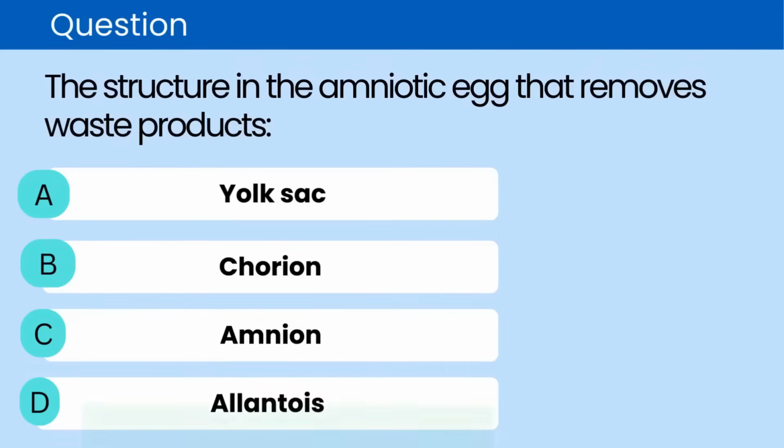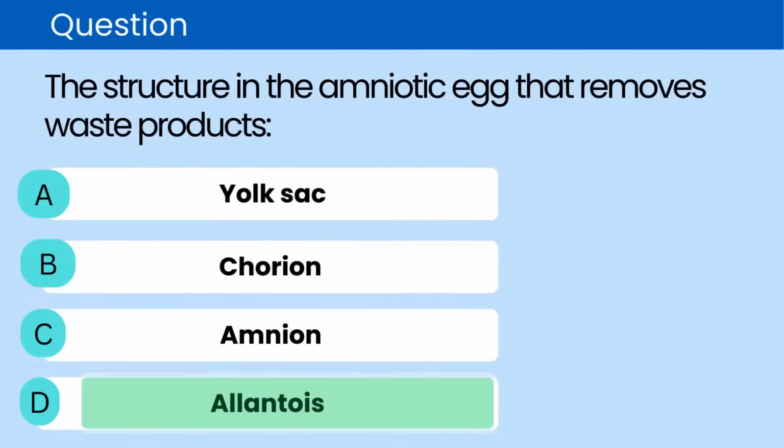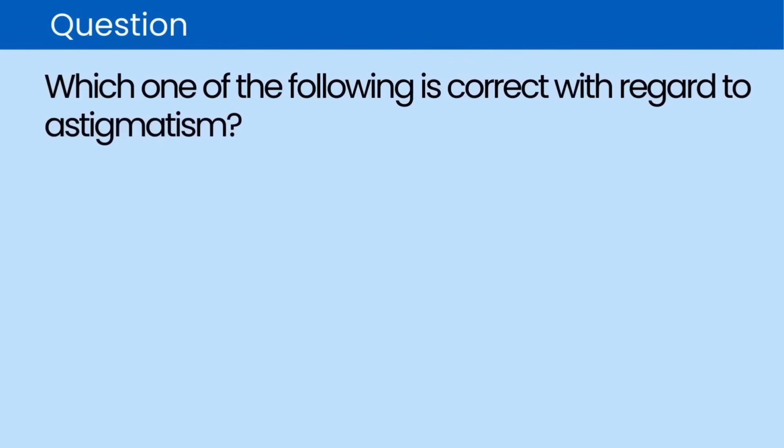The correct answer is D. Allantois. The allantois is a sac-like structure involved in the exchange of gases and the handling of liquid waste in the amniotic egg. Question: which one of the following is correct with regard to astigmatism?